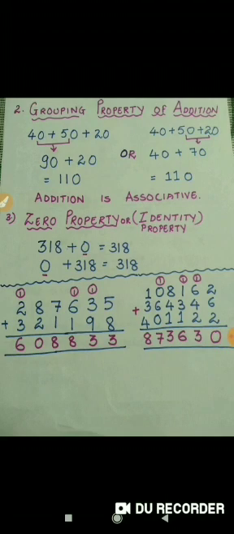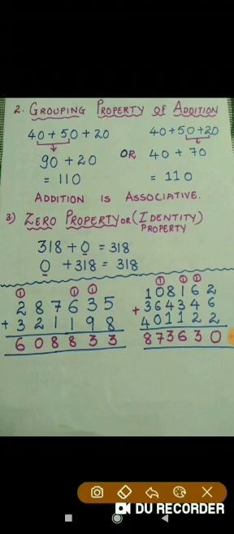Let us solve some questions. Now, addition of large numbers is also the same as we have done with small numbers in our previous class. First, we will arrange the numbers in columns and then start adding from ones place, and if necessary, we will regroup them. Now, let us see the first question.